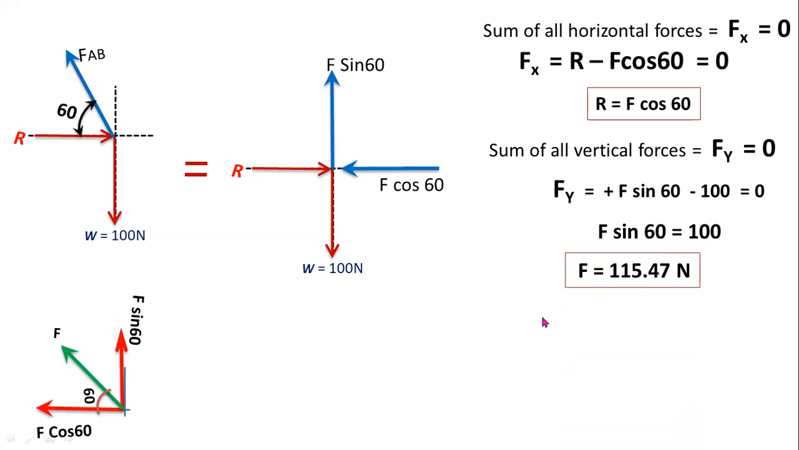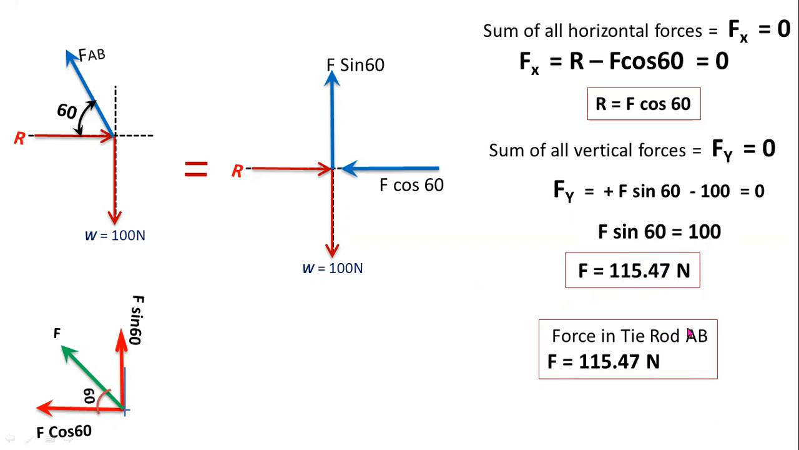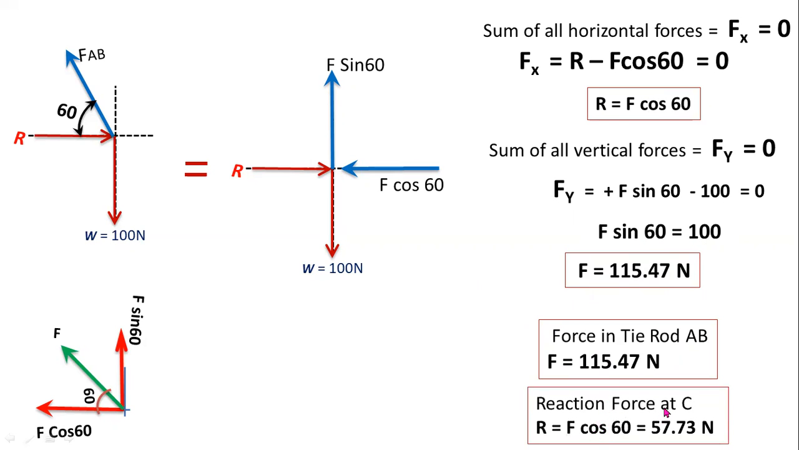The force induced in the tie rod AB equal to 115.47 newtons. Now substitute this force F value in this equation, and you can get the value of the reaction force. Reaction force at C, R equal to F cos 60. Substitute the value of F in this equation. Finally, you get the reaction force: 57.73 newtons is the magnitude of the reaction force R. This is the final answer.